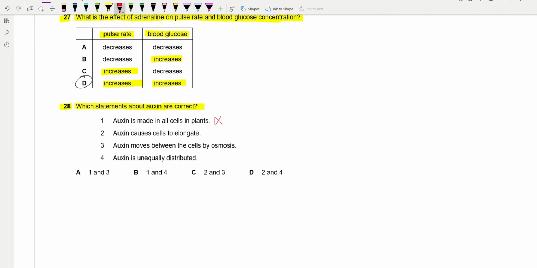Statement 2 says auxin causes cells to elongate, which is correct. Statement 3 says auxin moves between cells by osmosis, which is wrong. Statement 4 says auxin is unequally distributed, which is correct. So the correct option would be option D, 2 and 4.